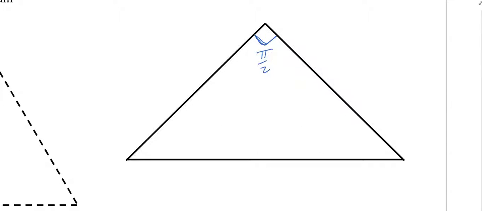And then what about these other two? They're equal, and they're 45. We know that well. So what does that work out to? Pi by 4. Thank you very much. And our side lengths are 1 and root 2. Happy with that? So now we have two new triangles.